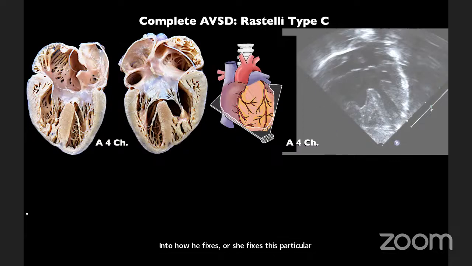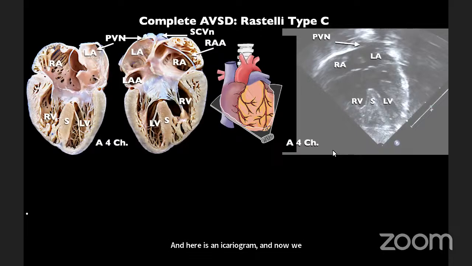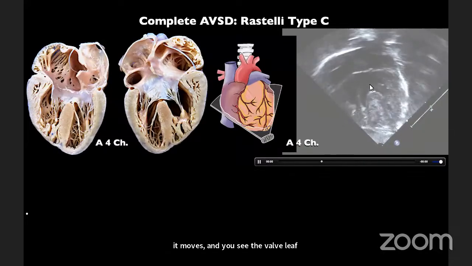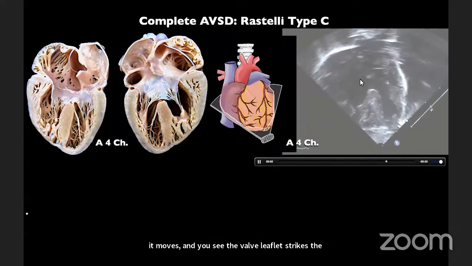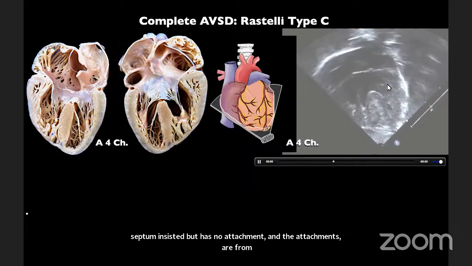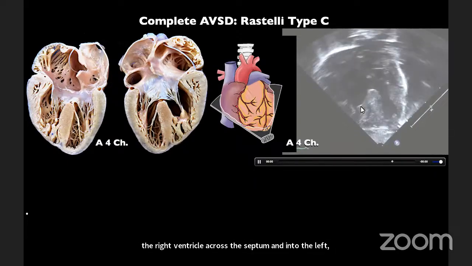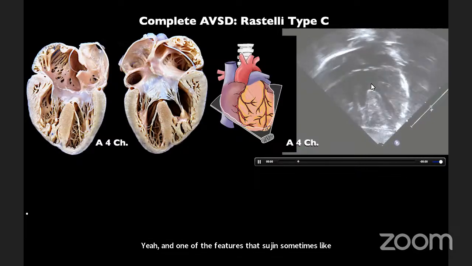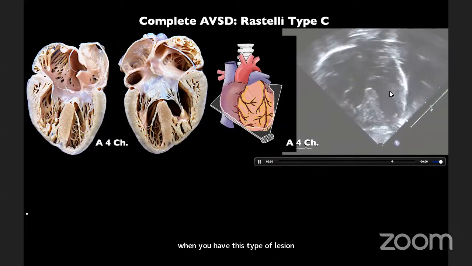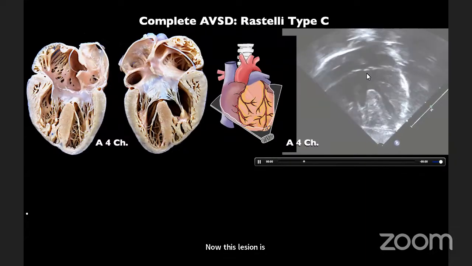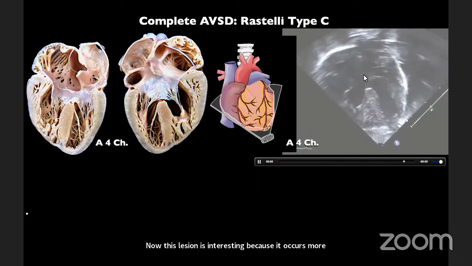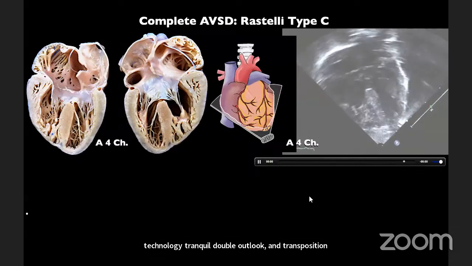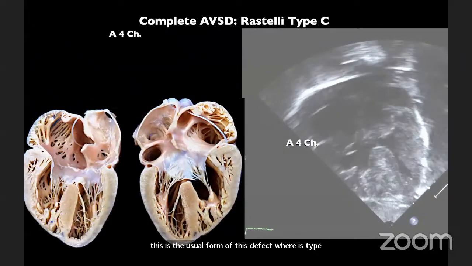And here is an echocardiogram. And now we're going to look just at the anterior leaflet of this valve as it moves. You see the valve leaflet strikes the septum in systole but has no attachment, and the attachments are from the right ventricle across the septum and into the left ventricle, with a huge interventricular communication here. And one of the features that surgeons sometimes like with this disease is there's a lot more room to work when you have this type of lesion. Now, this lesion is interesting because it occurs more commonly when there are conotruncal defects. So in tetralogy, truncus, double outlet, and transposition, this is the usual form of this defect, whereas type A is probably the more common lesion.